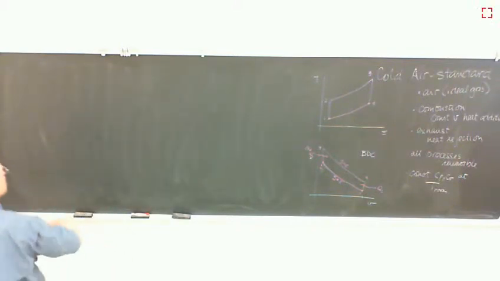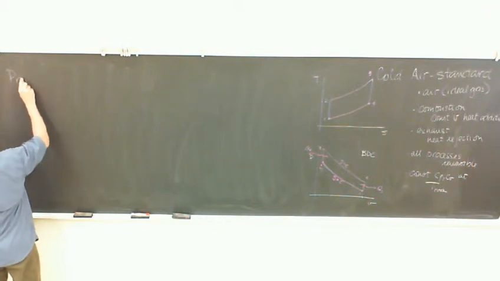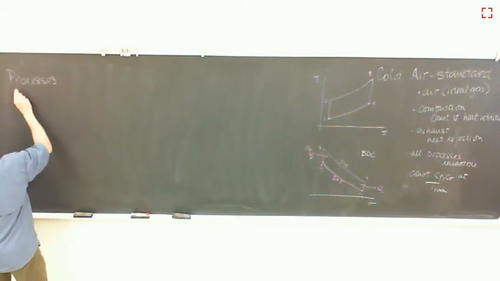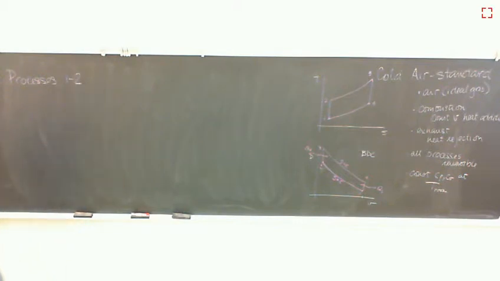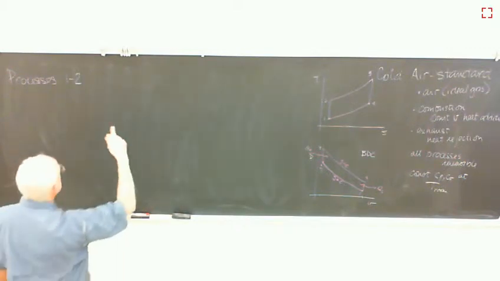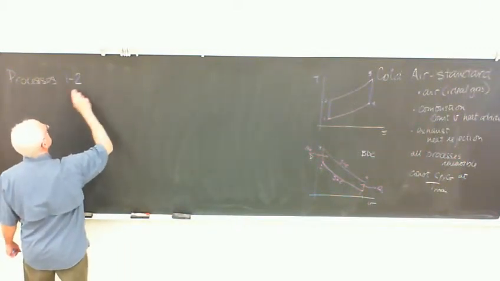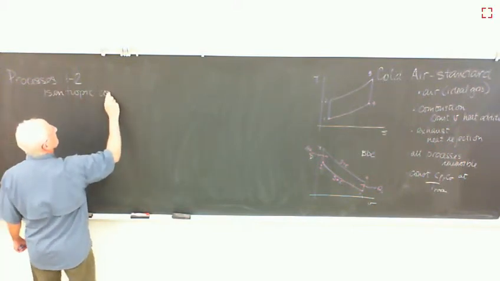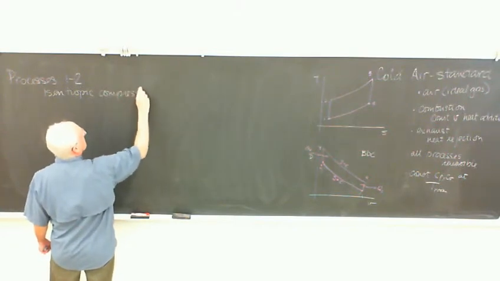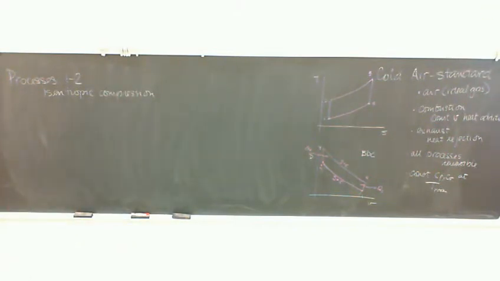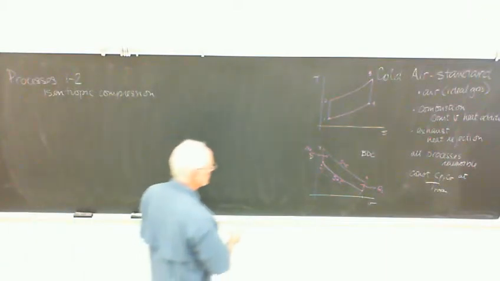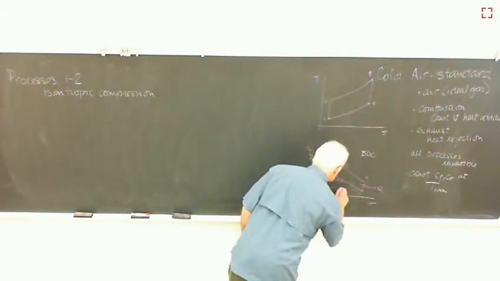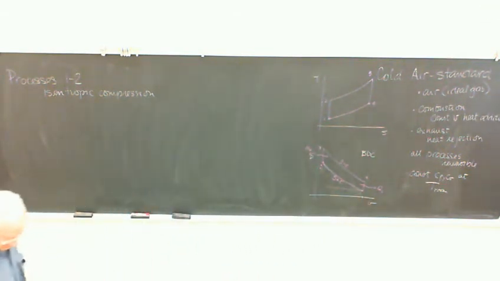Okay. All right. So we'll look at these processes, then we'll see if we can get through a problem or two. So the first process, 1 to 2, is an isentropic compression. We don't specifically model the intake and outtake strokes because, remember, those, at least in terms of work, have no effect on the cycle, so we don't even bother modeling those.